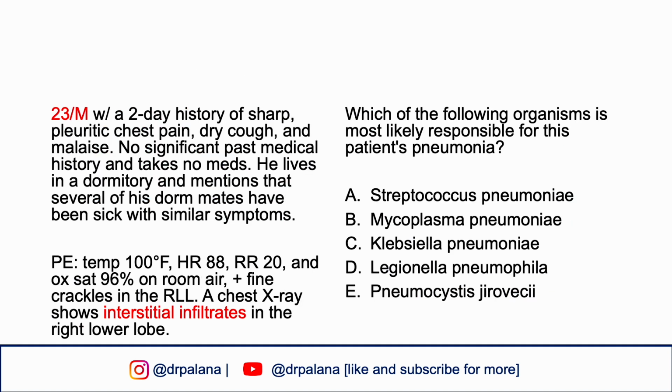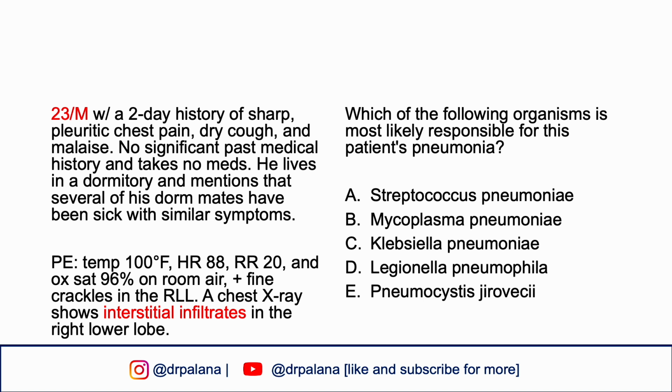A 23-year-old college student presents to the Student Health Center with a 2-day history of sharp pleuritic chest pain, dry cough, and malaise. He reports no significant past medical history and takes no medications. He lives in a dorm and mentions that several of his dorm mates have been sick with similar symptoms. On physical examination, his temperature is 100, heart rate 88 beats per minute, respiratory rate 20, and an oxygen saturation of 96% on room air.